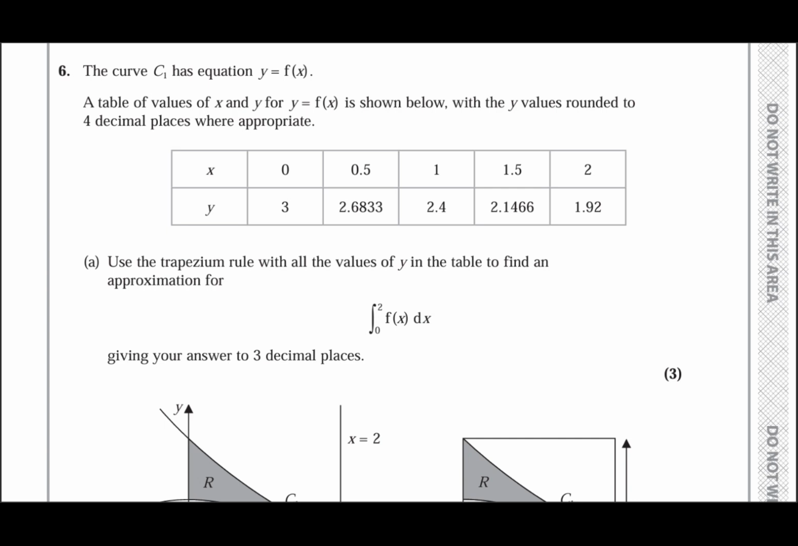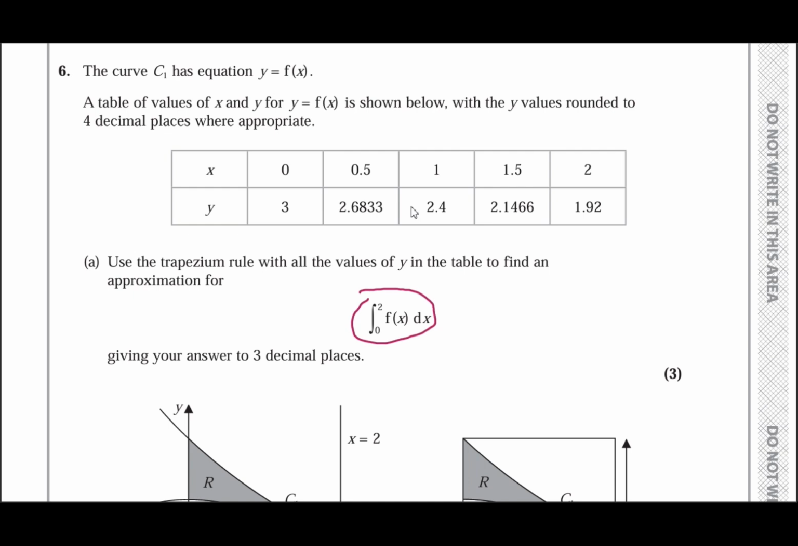We're going to be looking at an integration question from the Edexcel IAL P2 Mathematics, from the 2022 October P2 paper, question number 6. Curve C1 has the equation y equals f(x), and we have a table of x and y values. The y values are rounded to 4 decimal places. We have to use the trapezium rule with all the y values to find an approximation for the integral of f(x) with limits 0 to 2.